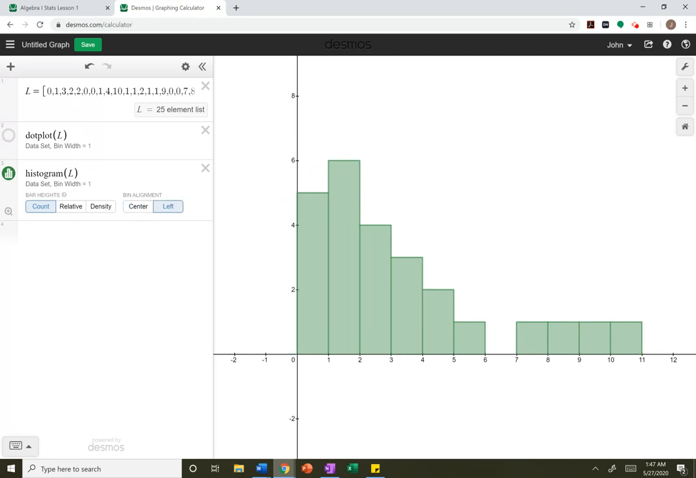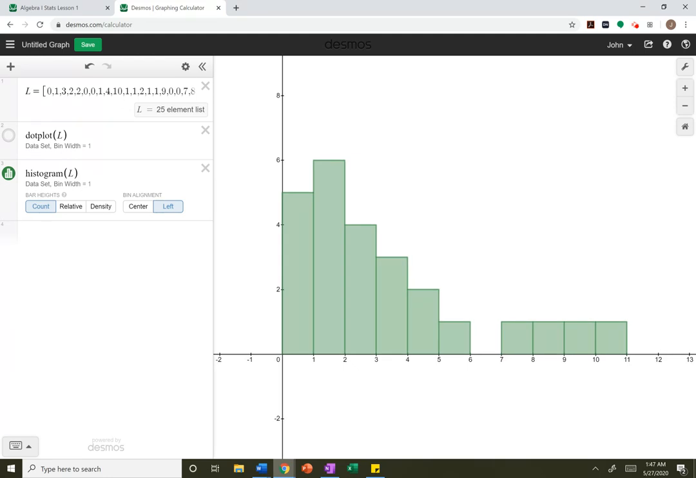And that's a histogram. I hit the little plus sign there to make it nice and pretty, but there's my histogram. It kind of gives you a better overall idea of the shape.